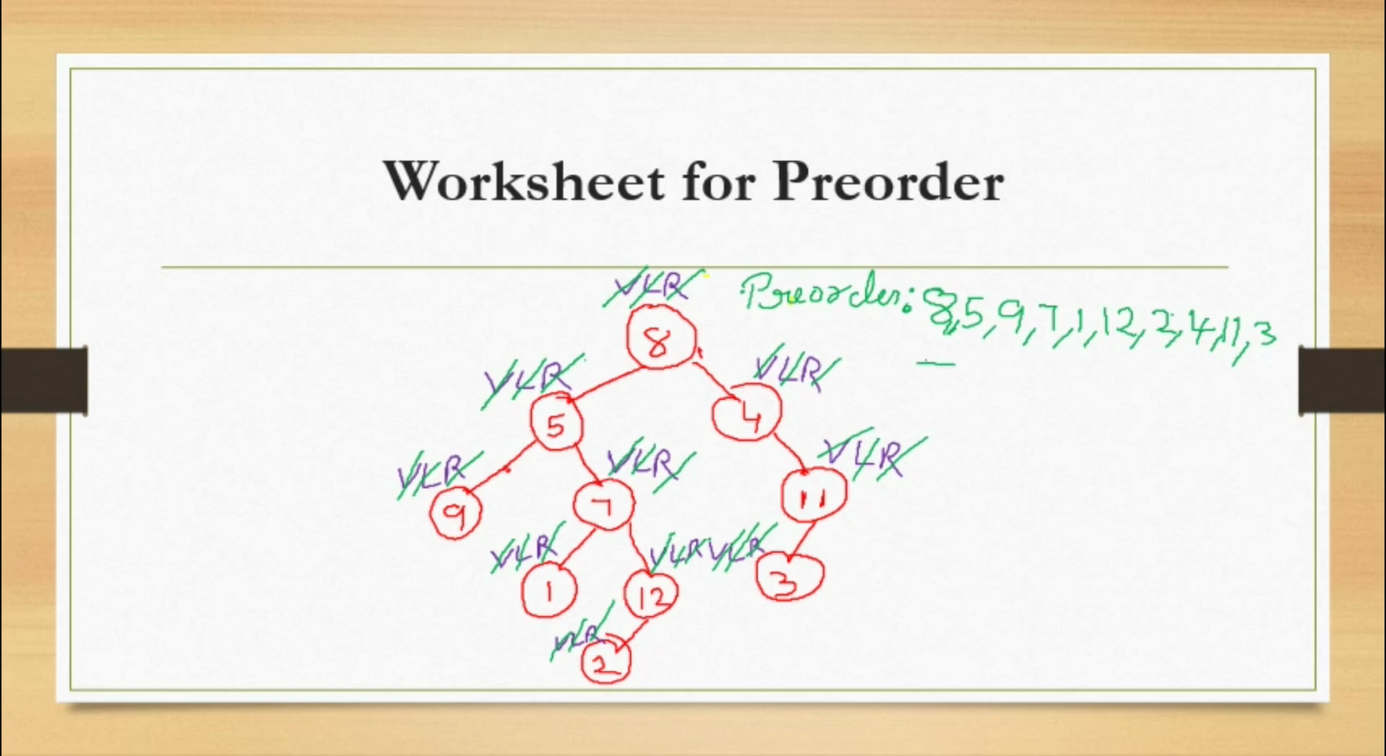So I already got all the elements. So how many elements are there here? We have 8, 5, 4, 9, 7, 11, 1, 12, 3, 12. So that is a total of 10 elements: 1, 2, 3, 4, 5, 6, 7, 8, 9, 10. So all the 10 elements we have traversed. So this is the pre-order. This is how we find the pre-order. Next, let us go to the concept of the in-order traversal.